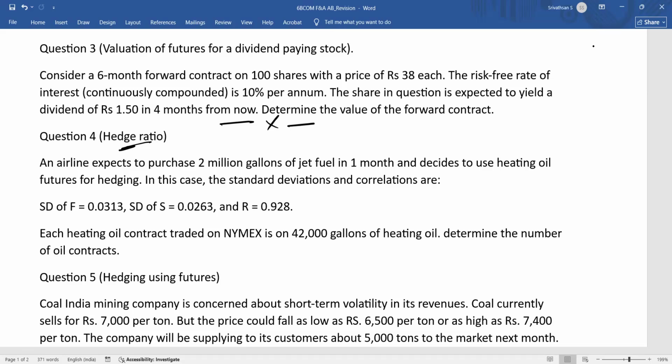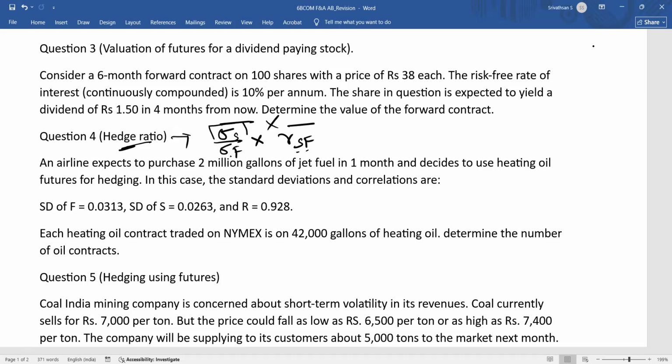And what is the formula for calculating hedge ratio? You all remember the formula? The standard deviation of spot divided by standard deviation of future, into correlation of spot and future. So the formula for calculating hedge ratio is standard deviation of spot price divided by standard deviation of future price, into correlation between spot and future.